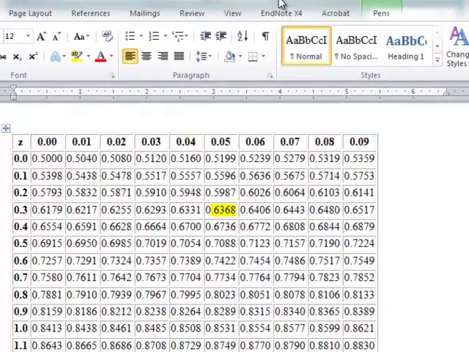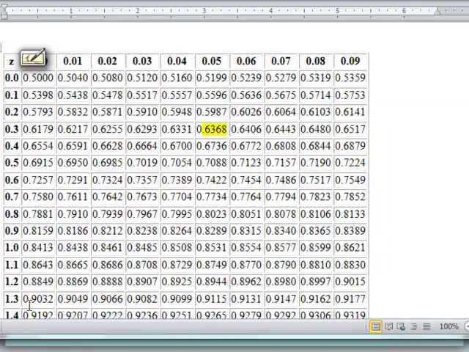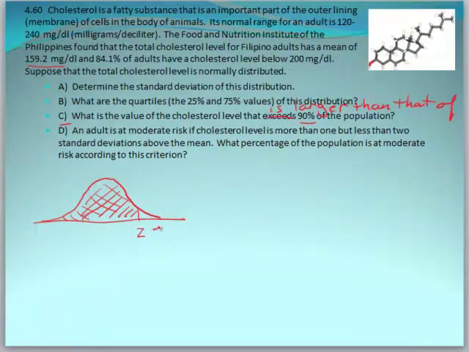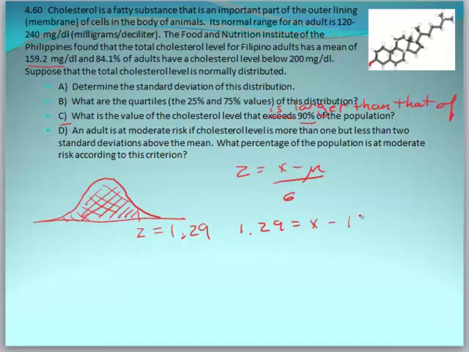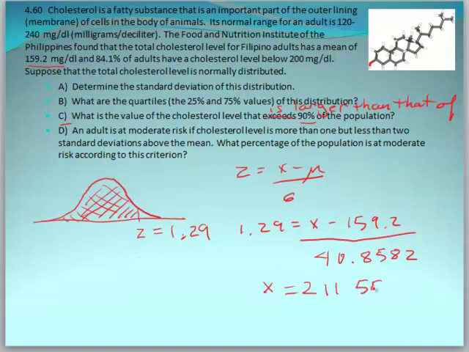Okay, so we want an area here of 0.9. It should be right around here, and in fact, it is. 1.29 is pretty close. So z is equal to 1.29. Plug that into our equation, z is equal to x minus mu over sigma. So we'll say 1.29 is equal to x minus 159.2 over sigma of 40.8582. Solve for x, and it should be 211.5550.